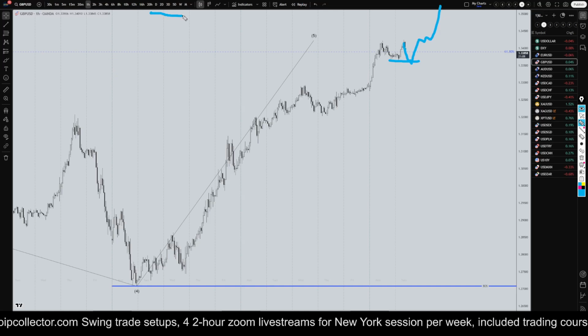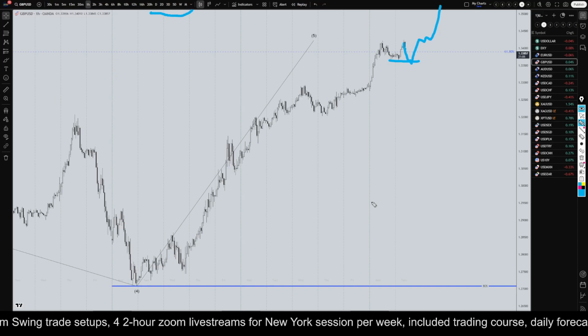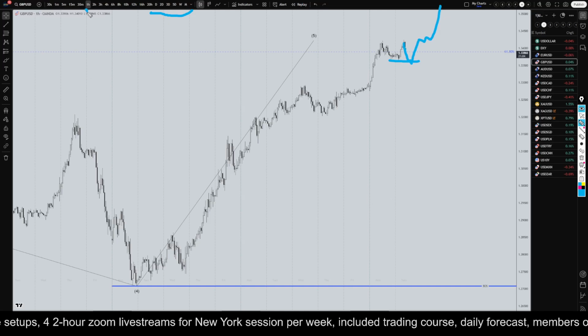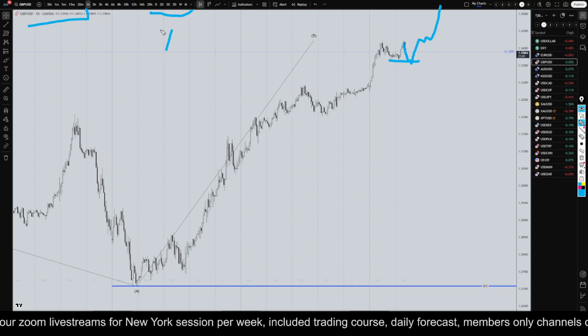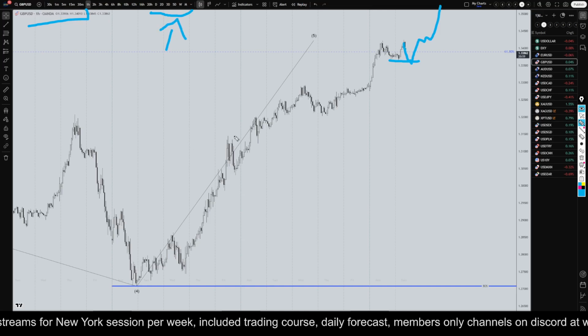All the higher time frames are definitely still in an uptrend, so we have to keep in mind that no matter what we think is going to happen on these shorter time frames, all the higher time frames are in a very, very strong uptrend.